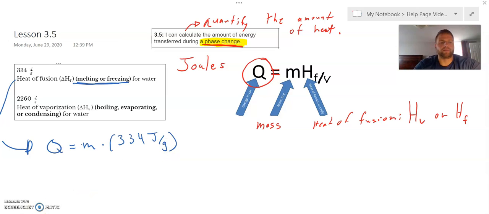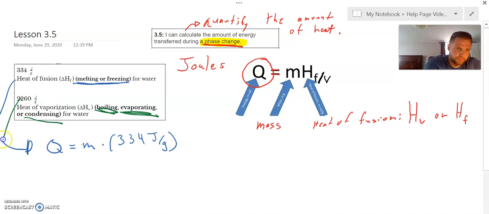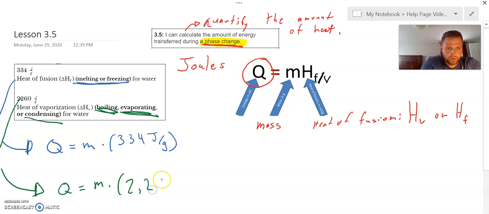If you read your problem and it mentions anything about boiling, evaporating, or condensing, then here's the equation we have to write. It's going to look almost the same, but just a little bit different. It's going to say Q equals M times 2,260 joules per gram.